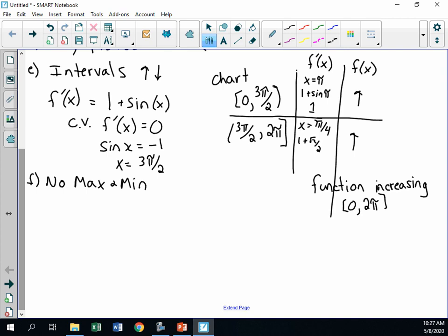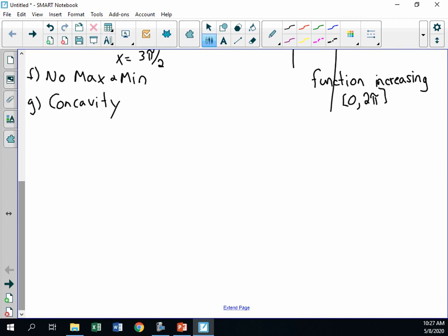Then we're going to check our concavity and points of inflection, and I'm assuming with a trig function there's going to be some points of inflection. I don't know how many, probably 2 to 3. So we need our second derivative. What's f double prime of x? It's just going to be cos of x, so nice. And now we can find our critical values. Again, that is setting f double prime of x equal to 0. So 0 equals cos of x.